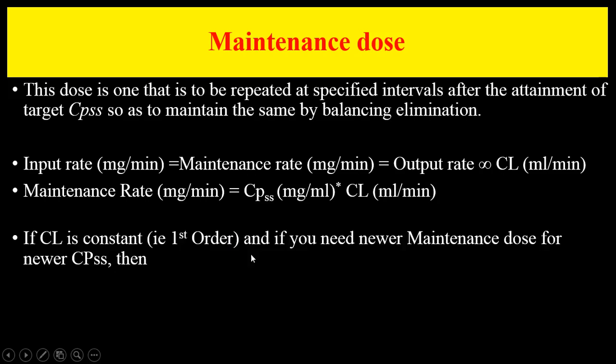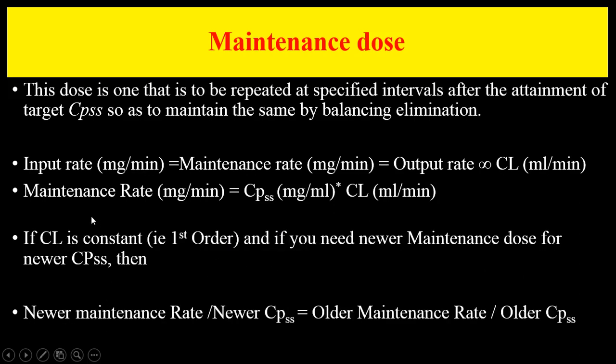And you can also do something like: newer maintenance rate divided by newer CPSS is equal to older maintenance rate divided by older CPSS. For example, the CPSS, though the basic concept is the same, if we increase or decrease the dose, if we increase or decrease the maintenance rate, the CPSS, though the principle is the same, a new steady state plasma concentration could be achieved.